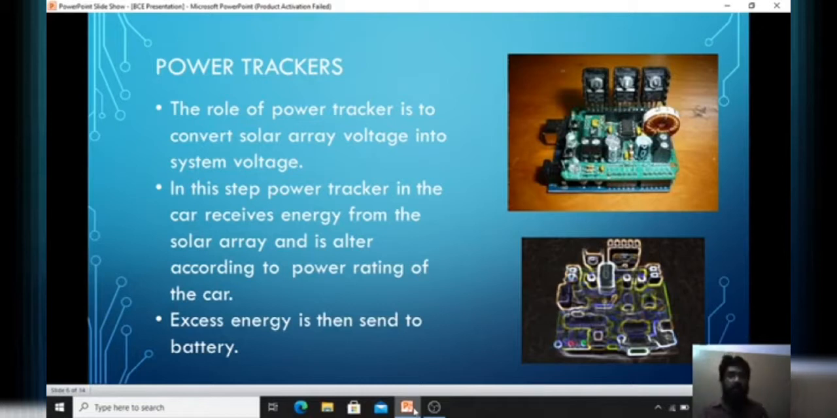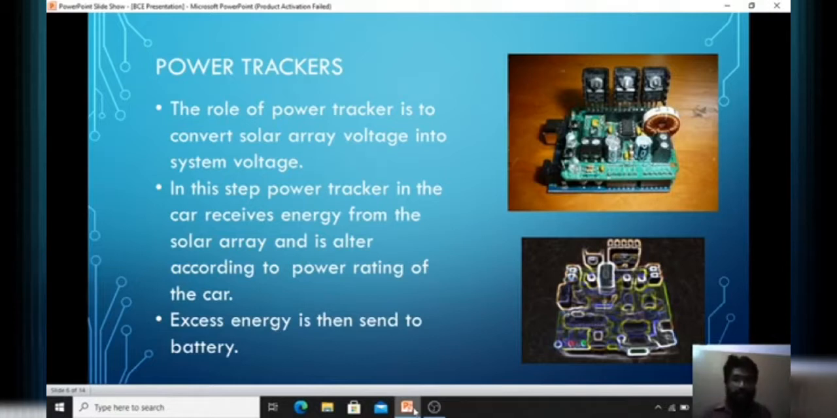Means here, our power tracker basically receives energy from the solar panel, and it alters, meaning it changes, its energy, or it allocates the energy to different parts of the car as required or as intended by the user. Here the user of the car is basically the driver. So that's how all the machines are supposed to be working. They are supposed to work as required by the user. That's how all the machines are working.